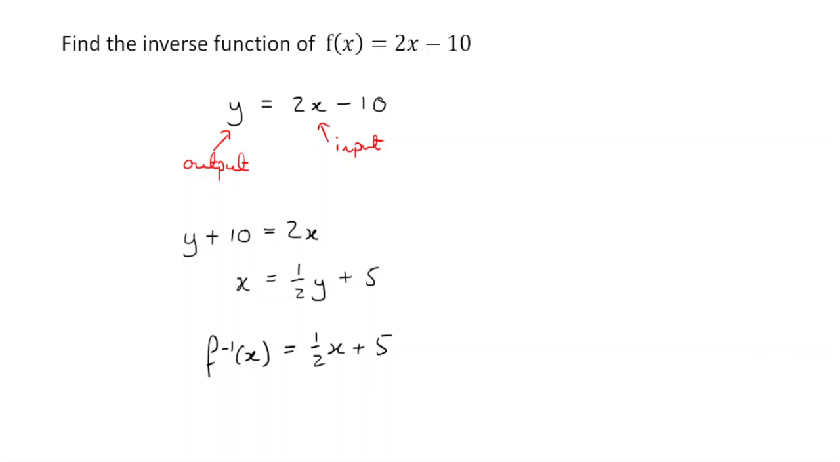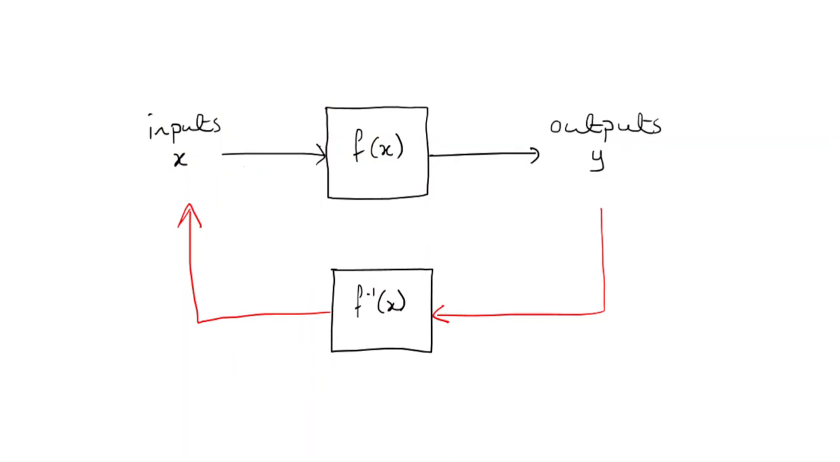And why is that? Well, because all we're saying is that the outputs of our original function, our y's, become the inputs of our inverse function, the x's. So if you go back to the original diagram, the outputs here, y, become the inputs of the inverse function. They become the x values. So that's why we're doing the switch there.